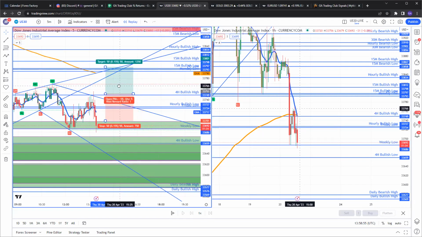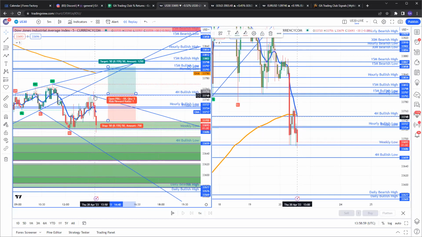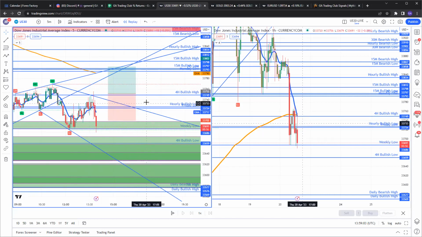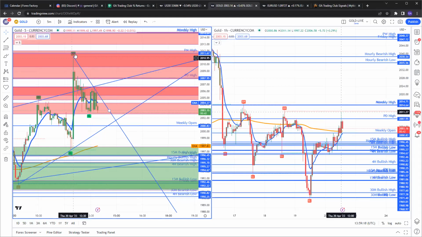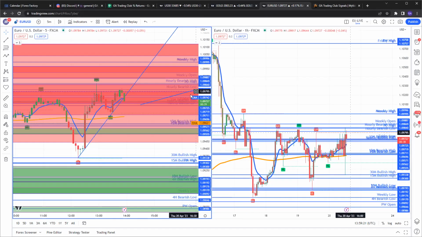So for any buys, definitely watch out for this level. We should have an established lower high here. So for any buys, even after the live session, watch out for the 33,750 area. Yeah, gold still has not created anything. That's on the 5-minute as well.